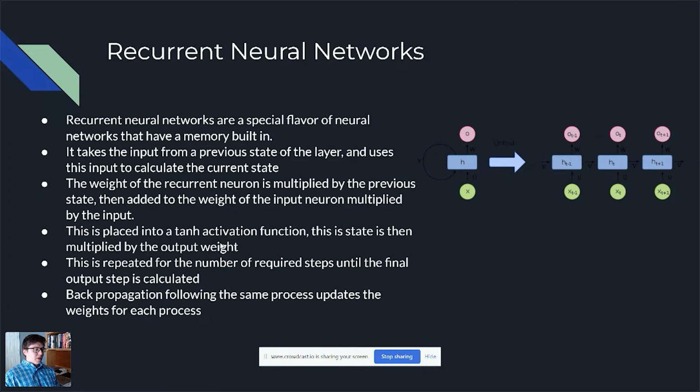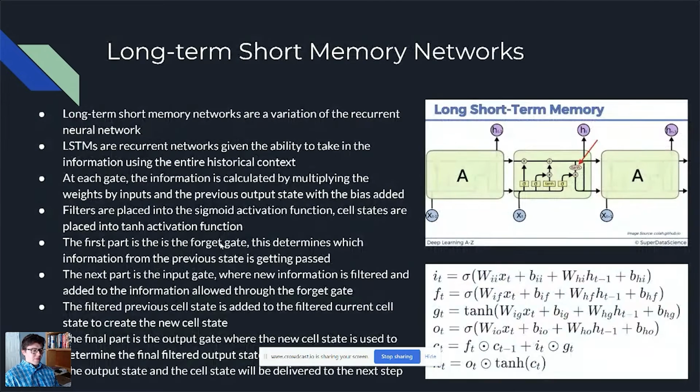Now, you may have realized something by going through this recurrent neural network. It seems to be pretty short-sighted. We're only taking into account the input from the previous state, and it kind of forgets everything. So what we have, this is going to be a very long slide, so bear with me. But long short-term memory networks are the evolution of these recurrent neural networks.